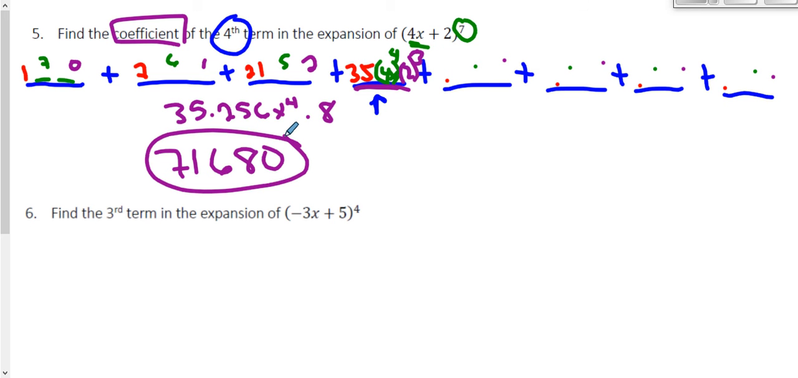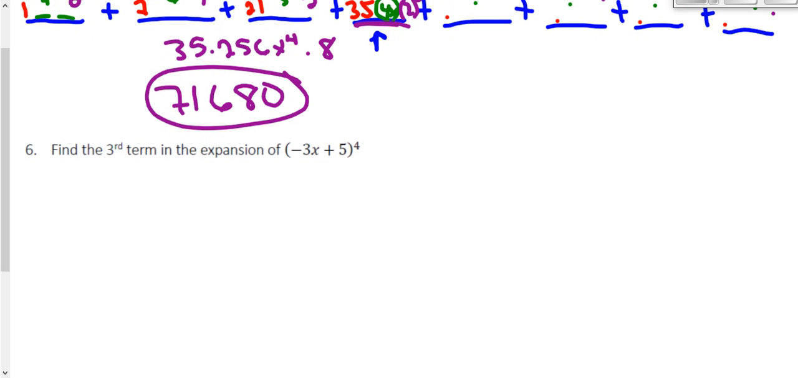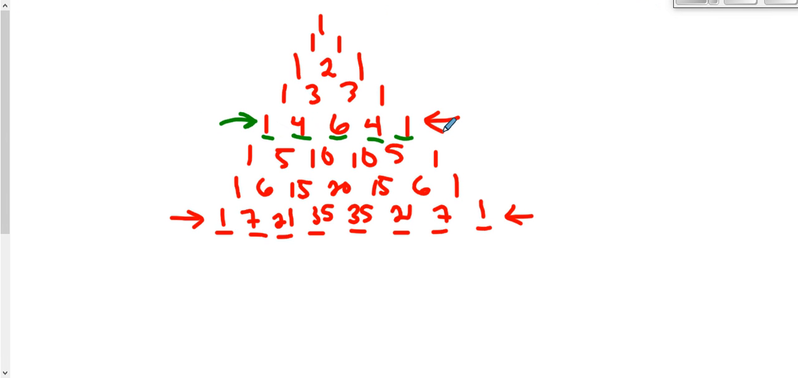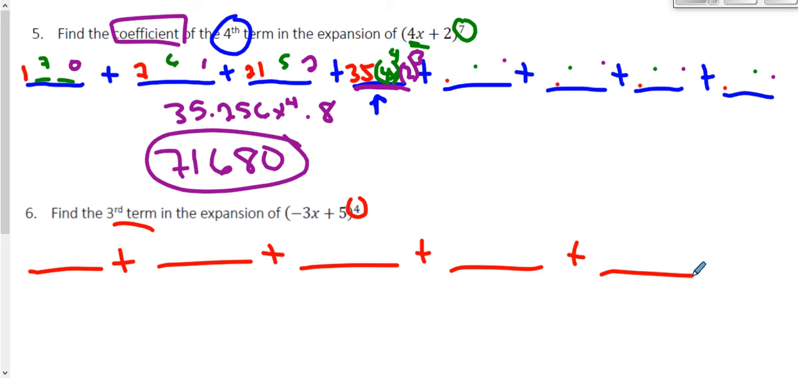For question 6, we want to find the entire term, not just the coefficient. But again, we only want the third term for this problem, so I don't have to simplify everything. Once I get my problem set up, I only have to focus on and simplify the third term. So this binomial is being raised to the fourth power. If I take one more look at Pascal's triangle, that again is this row right here, I'm going to have 5 terms. So 1, 2, 3, 4, and 5. And for this problem, we only care about the third term, which is right here. So let's see how we would set that up.